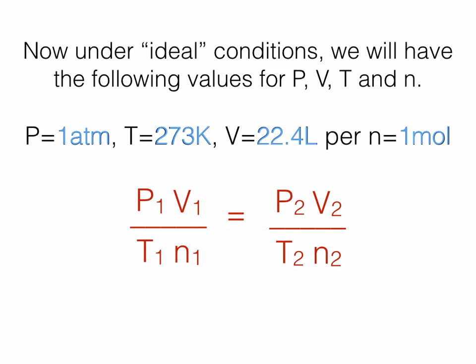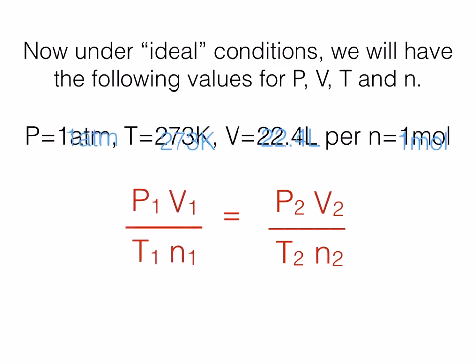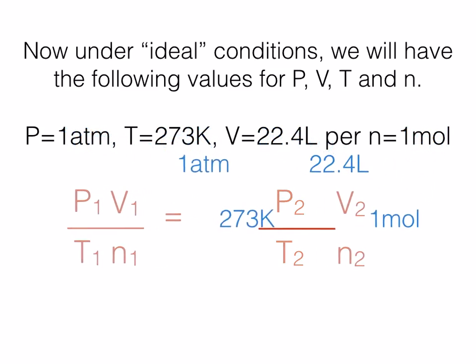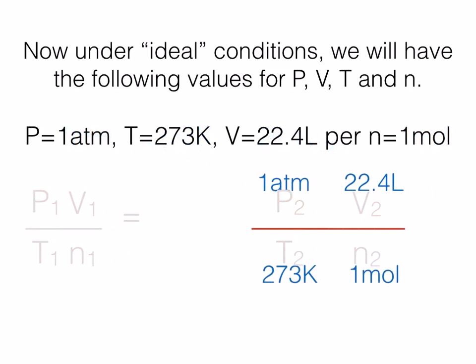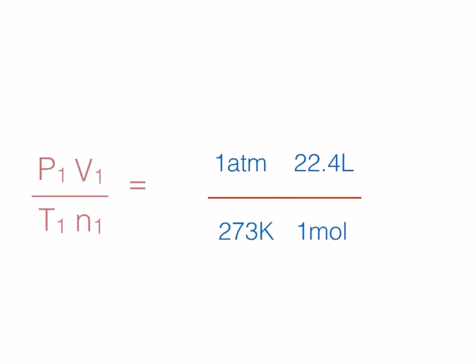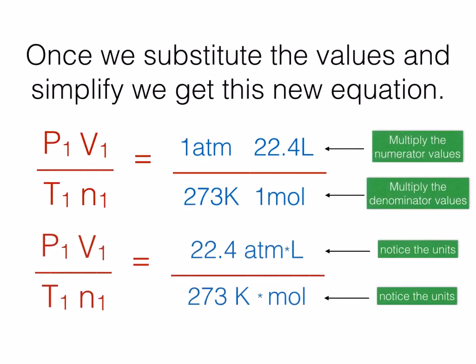What if I were to come in here and replace P2, V2, T2, and N2 with these values? In fact, that's what we're going to do. So let's go ahead and replace these values into this area, and we've got them here. And once we do this, we now have a numerator and a denominator. Let me simplify this and clean it up a bit for us. And notice, once we substitute the values, we get the following equation on the top.